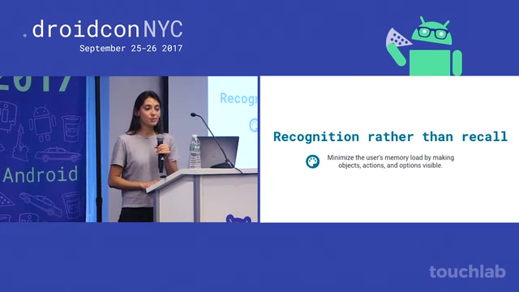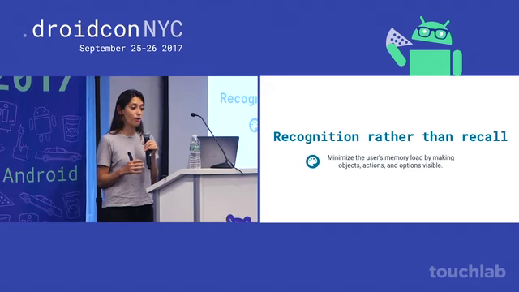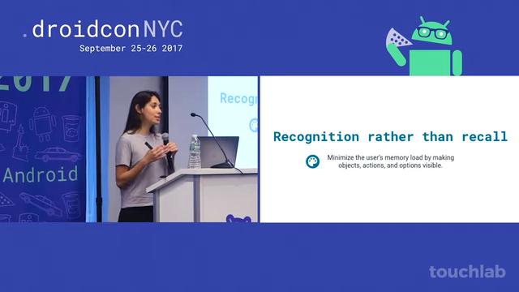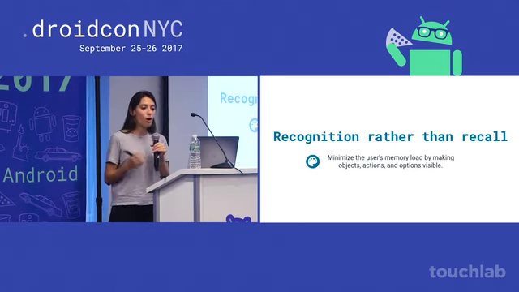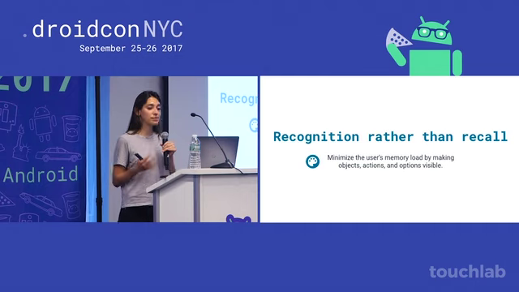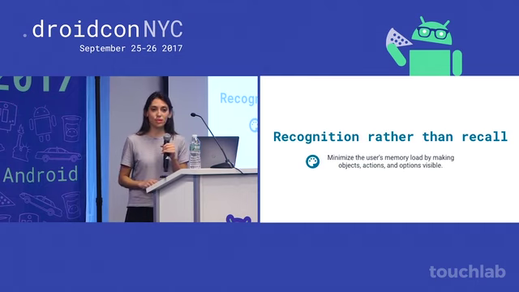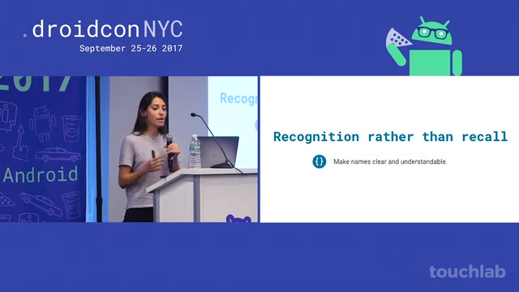The next guideline would be recognition rather than recall, because we want to minimize the user's memory load by making objects, actions, and options visible. In terms of API, this means making names clear and understandable.